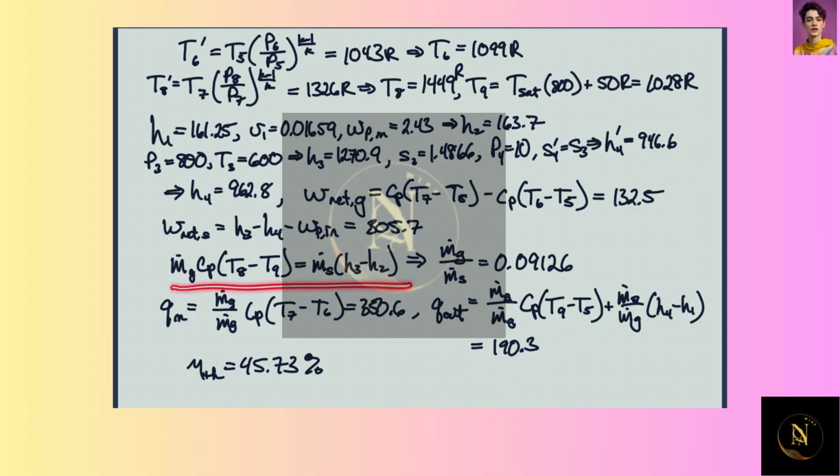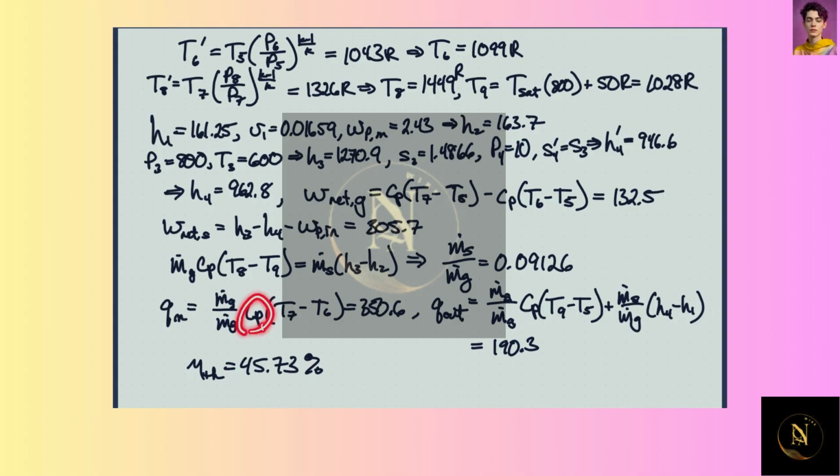Now we can do an energy balance on the heat exchanger and get the, again, we need to fix this. That should be m dot s divided by m dot g. And now we have about 9.126% of steam flowing as compared to air. So again, we're getting everything on a pound mass of air basis.